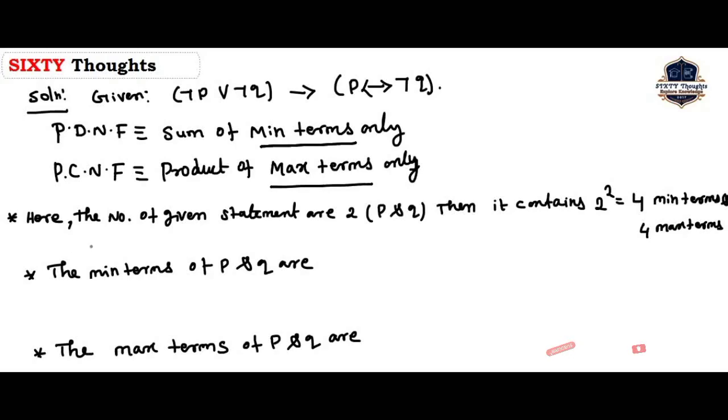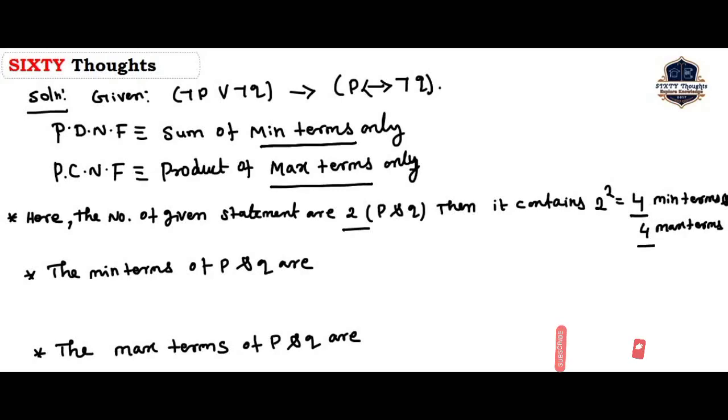Coming to our problem, here the given statements are only two variables, P and Q. It contains 2 power n, where n is 2, so we get 2 power 2 equal to 4 min terms and 4 max terms. So in this problem the maximum is only 4 min terms and 4 max terms. We don't know how many min terms and max terms we get out of these 4.